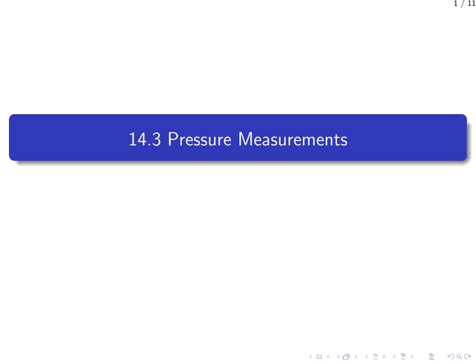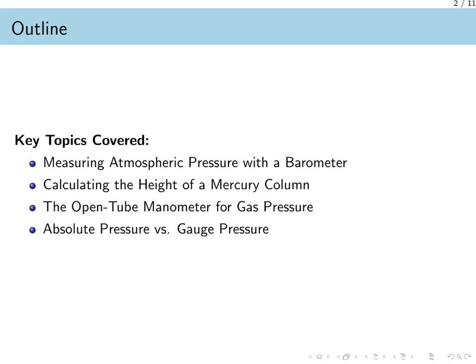14.3 Pressure Measurements. The outline of this video is as follows. We will begin by exploring the classic mercury barometer, a device used to measure atmospheric pressure. We will perform a calculation to see exactly how the height of the mercury column relates to the pressure exerted by the air around us.